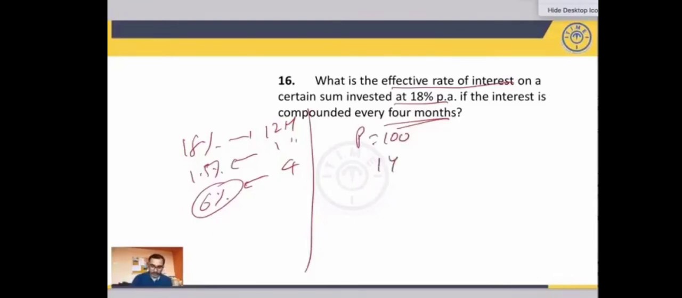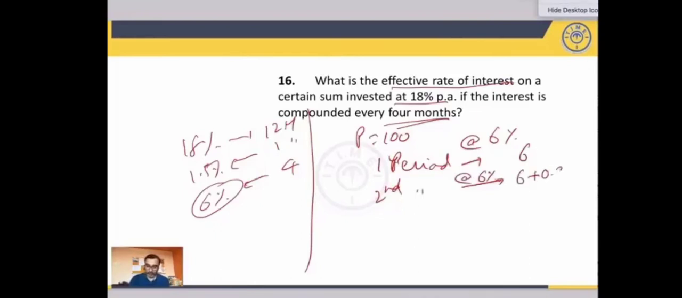So for the first period, on 100 rupees at a rate of 6 percentage, interest will be 6 rupees. For the second period at a rate of 6 percentage, you will get how much? 6 plus 0.36. 6 is the interest for the first period plus interest on interest, 6 percentage on 6, that is 0.36, that is nothing but 6.36. For the third period, it will be how much here? For the first period it is 6 rupees. For the second period it is 6.36.